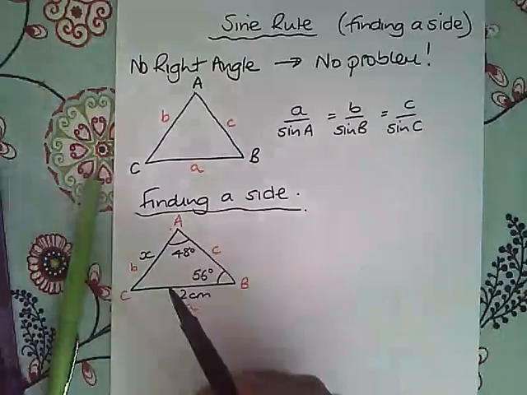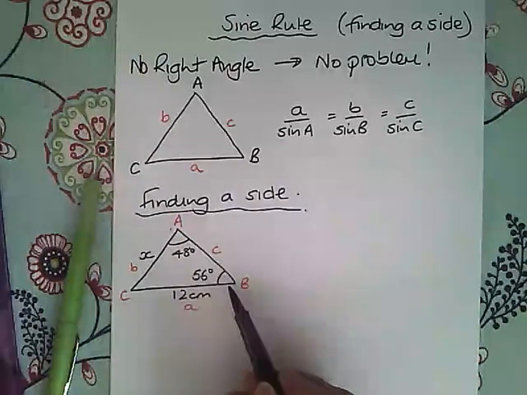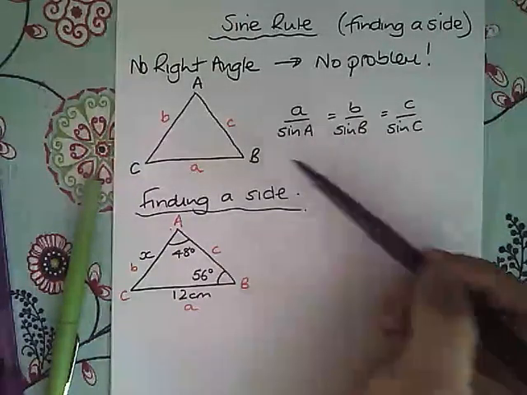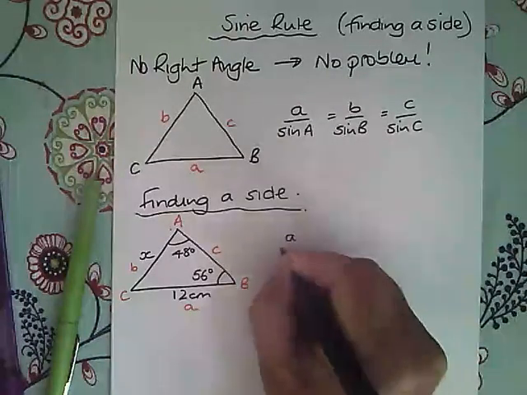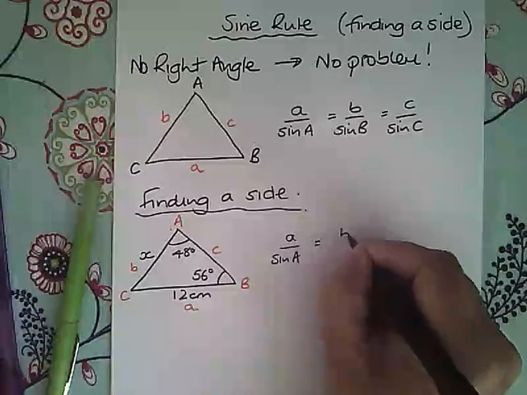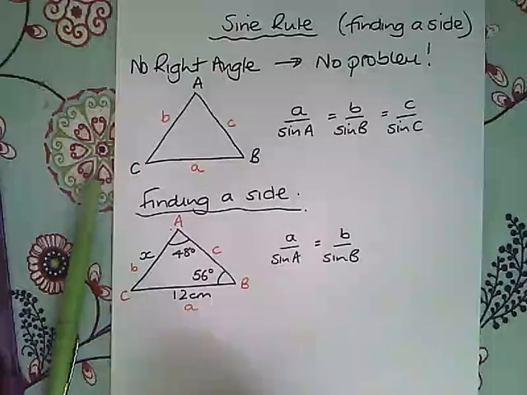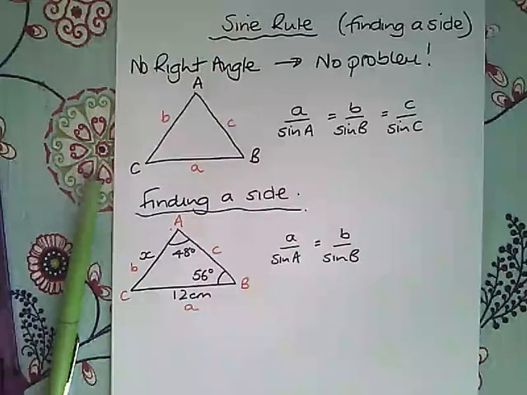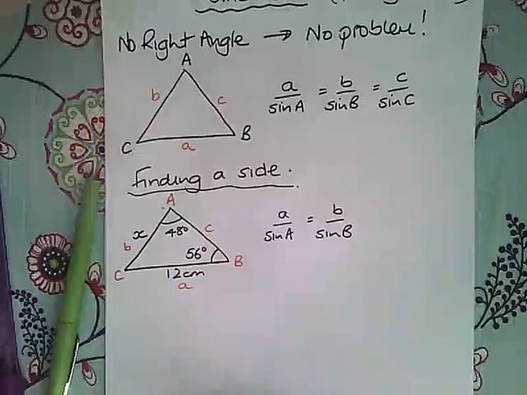And I don't have an angle here for C, and I don't have a side, so I'm not going to use that one. I'm just going to use the A and B part of this. So I would write it down first of all as little a over sine big A is equal to little b over sine big B. And then I substitute my numbers in. I don't do any calculations at this stage, because remember the first mark is always for doing a straight substitution.